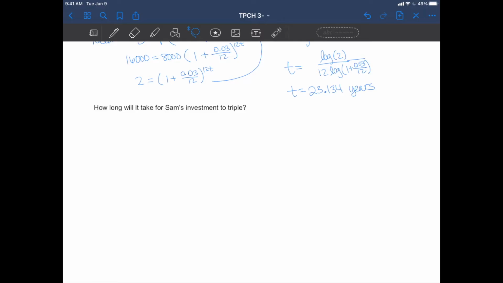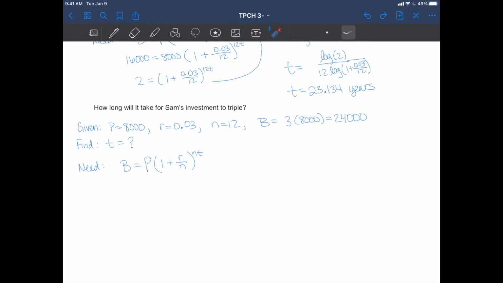Okay, so this is almost identical to the last problem in which we asked how long will it take for Sam's investment to double. The only difference now is that I'm tripling his initial investment. Okay, so I'm just going to go ahead and put all of the given things there. This is the only difference. Instead of multiplying 8,000 by 2, I'm multiplying it by 3 because triple. Okay, so I get 24,000 for my B value, and I'm still asked to find the t value.